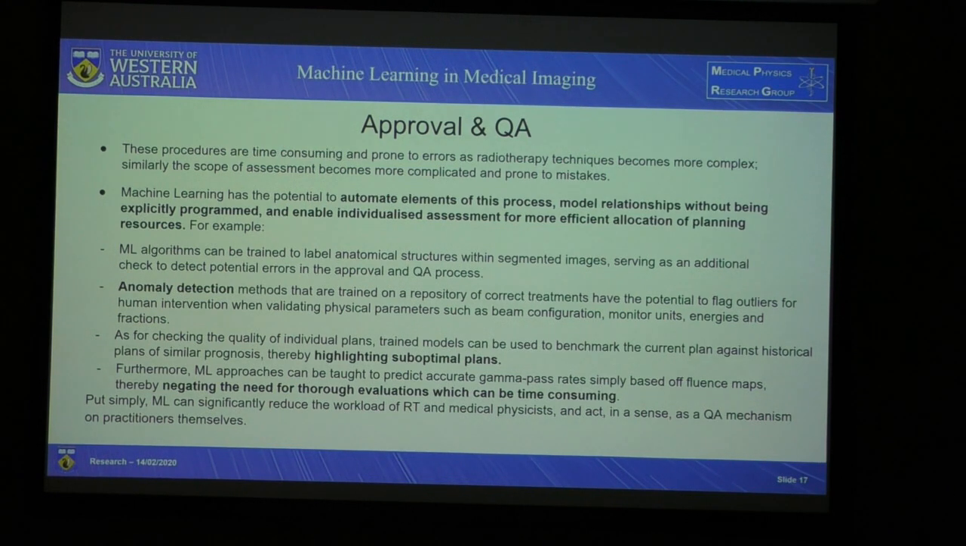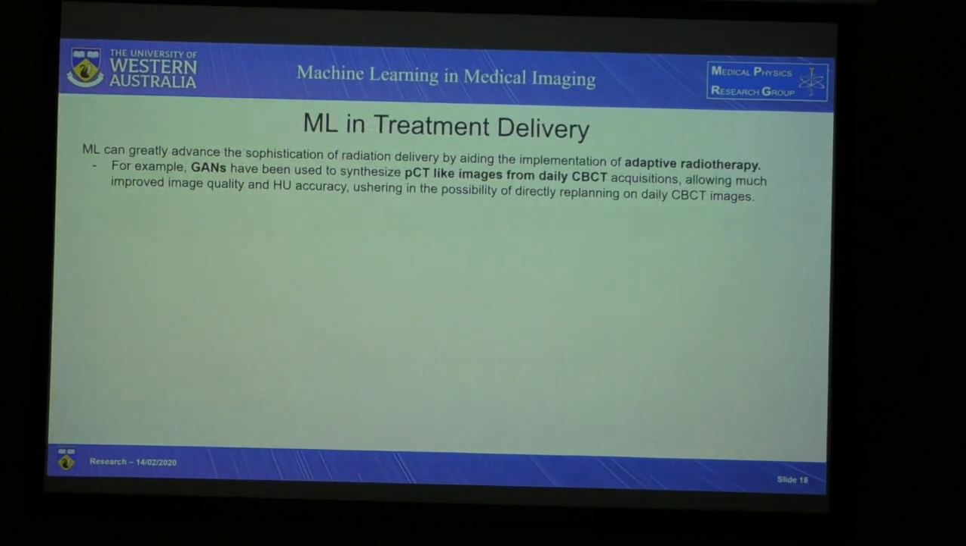And furthermore, machine learning approaches can be taught to predict accurate gamma pass rate tests simply based off fluence maps, thereby negating the need for very thorough evaluations, which can be time consuming. Put simply, machine learning can significantly reduce the workload of radiation oncologists and radiation therapists, as well as medical physicists, and act, in a sense, as a QA mechanism on the practitioners themselves.